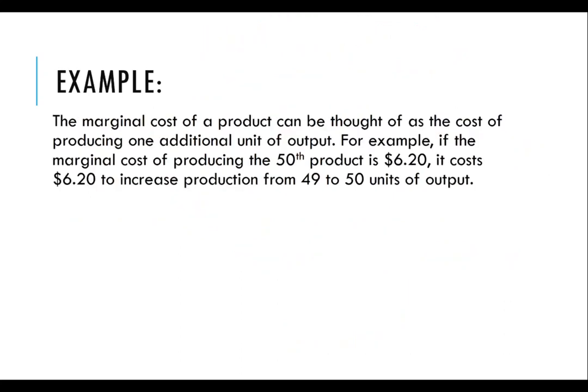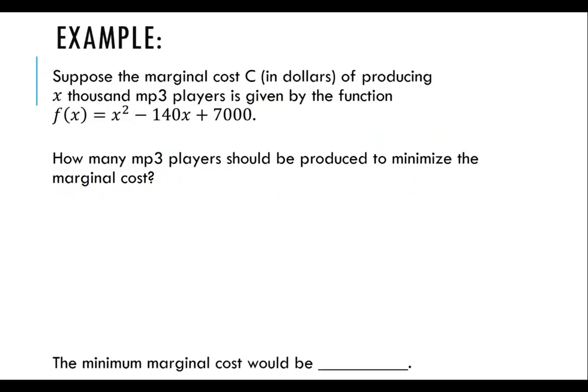The marginal cost of a product can be thought of as the cost of producing one additional unit of output. For example, if the marginal cost of producing the 50th product is $6.20, it costs $6.20 to increase production from 49 to 50 units of output. So let's suppose the marginal cost C in dollars of producing x thousand MP3 players is given by the function f of x is equal to x squared minus 140x plus 7,000. How many MP3 players should be produced to minimize the marginal cost?